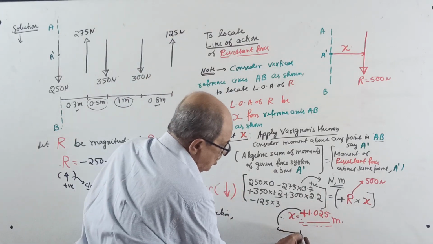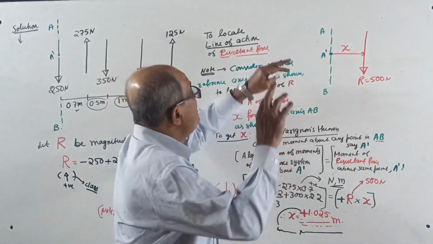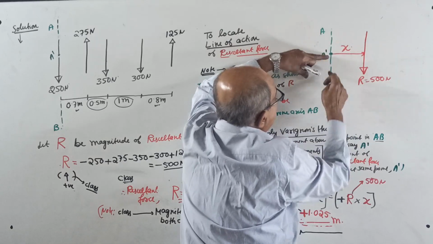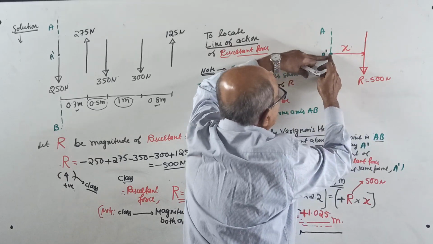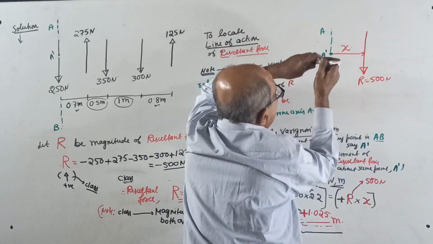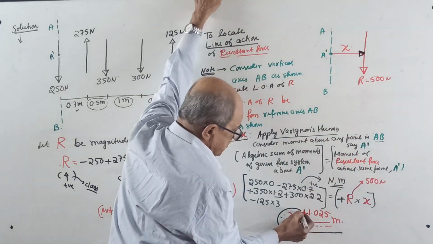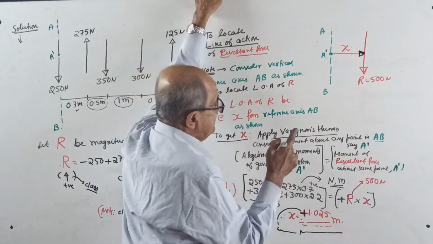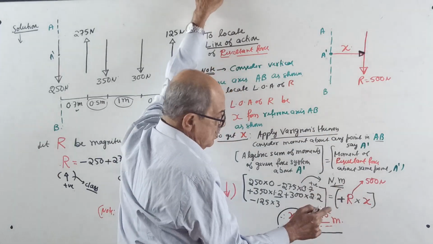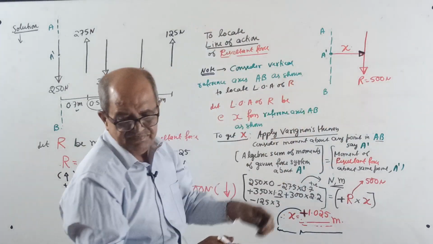Now, some note. I have told this thousands of times earlier. We consider the line of action of resultant from the AB axis, or from the reference point here, to the right side by x. See the arrow mark here? We got positive, means correct. The line of action of resultant is at 1.025 meter to right of A.